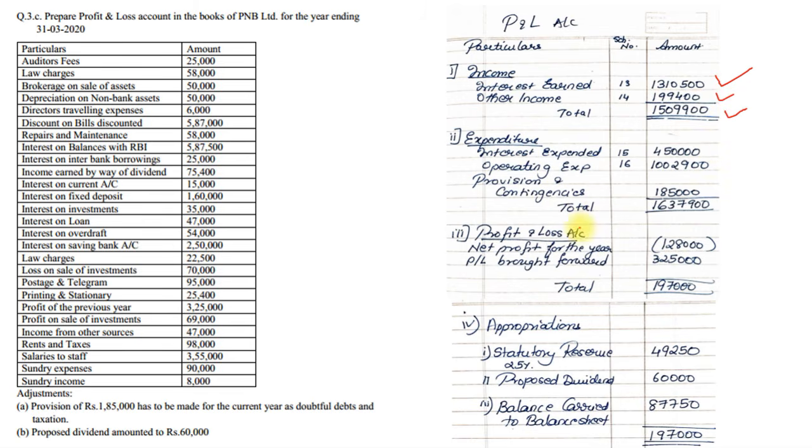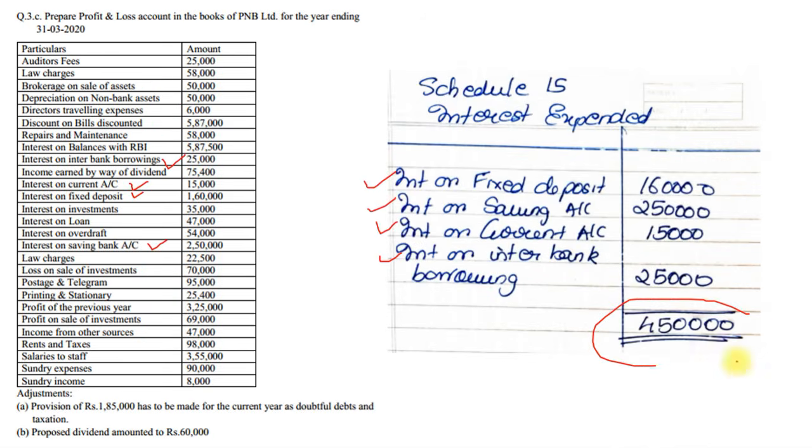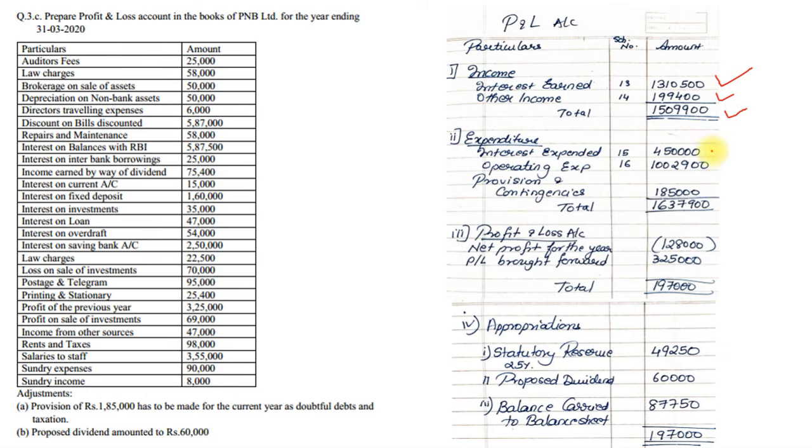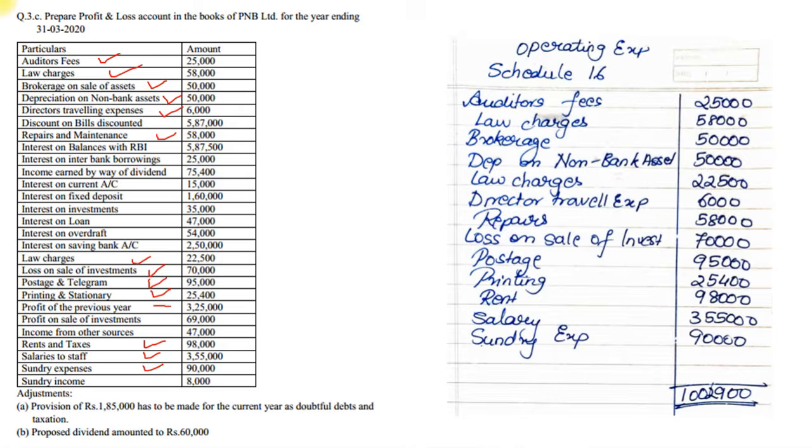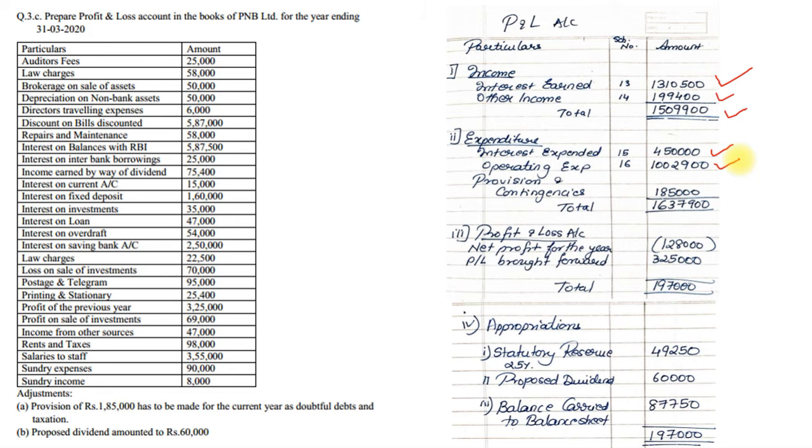Second, expenditure. Under that, we have interest expended, that is schedule 15, which comes to 4 lakh 50,000. We have noted 4 lakh 50,000. Next, we have operating expenses, schedule 16. Schedule 16's total is 10 lakh 2,900. So we noted 10,02,900. Third is provision and contingency. Now, there was an adjustment, 1 lakh 85,000 to be provided. So we wrote down 1,85,000. Totaling it up, it comes to 16 lakh 37,900.